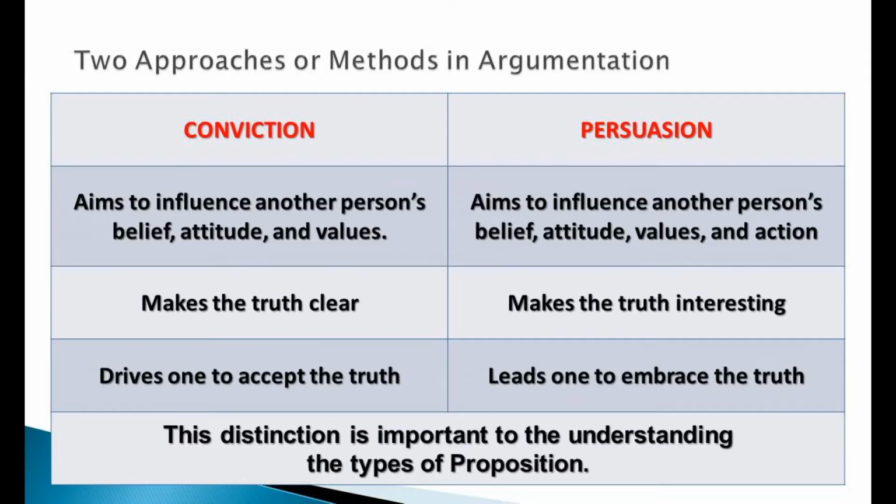Belief, attitude, and values are abstract ends, intangible results. The results of influencing by conviction are intangible and abstract, but the results of influencing by persuasion are concrete, physical, visible. Conviction makes the truth clear, while persuasion makes the truth interesting. While conviction drives one to accept the truth, persuasion leads one to embrace the truth.